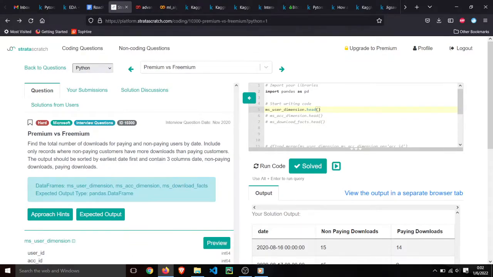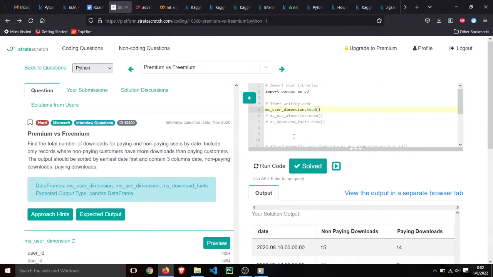Today we're going to solve a Microsoft hard Python data science question. Let's get into it. We need to find the total number of downloads for paying and non-paying customers by date. Include only records where non-paying customers have more downloads than the paying customers. The output should be sorted by earliest date first and contain 3 columns. This is how our output is going to look: date, paying downloads, and non-paying downloads.